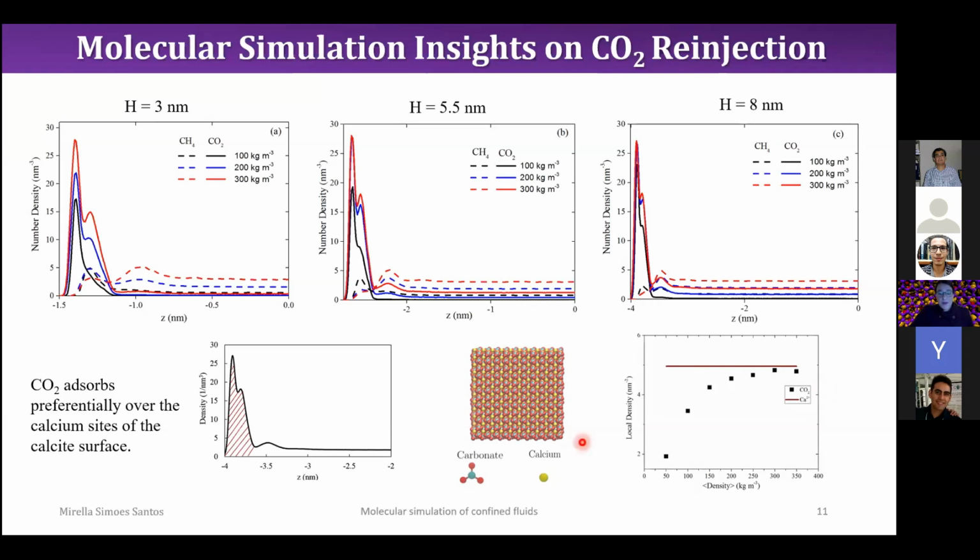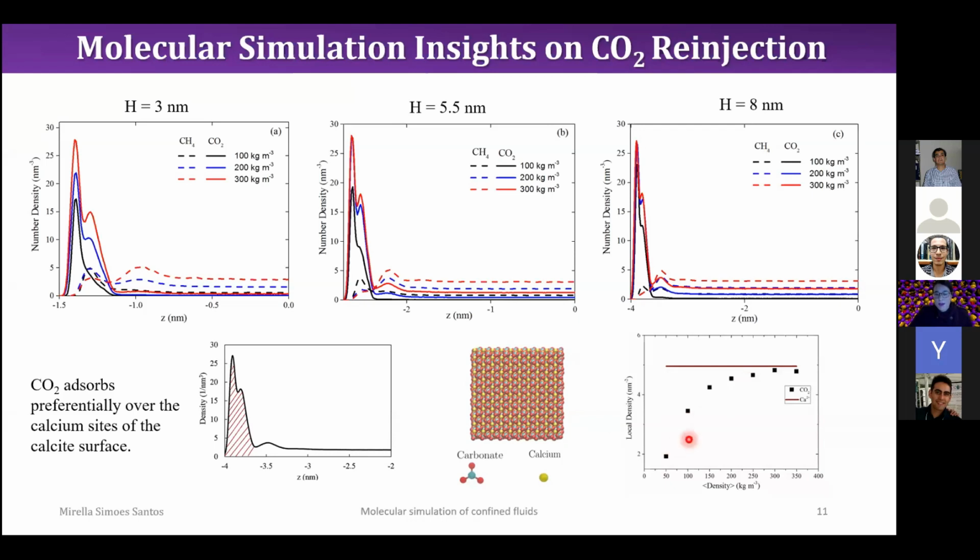So what we have here is an example of the calcite surface. So we have the carbonate and the calcium sites. So CO2 would be adsorbing within these yellow sites. And we calculated, using the density profiles, what would be the local density of CO2 for different average densities for the smaller pore.